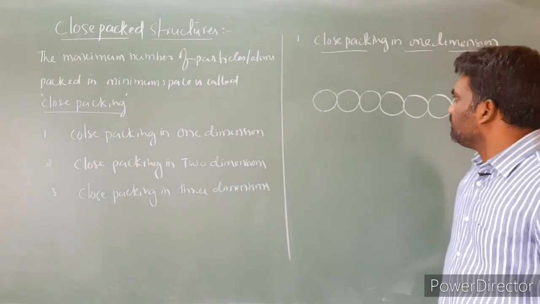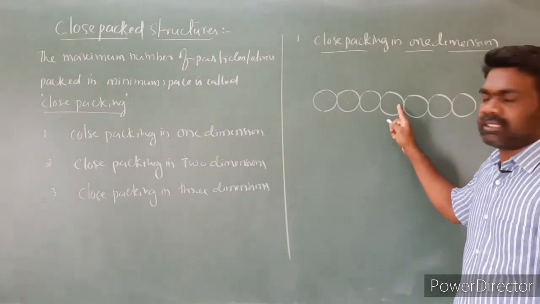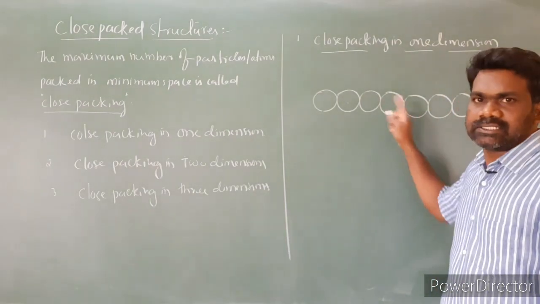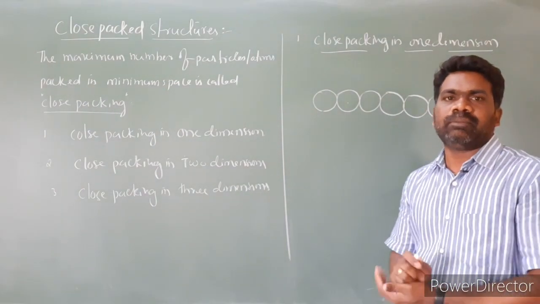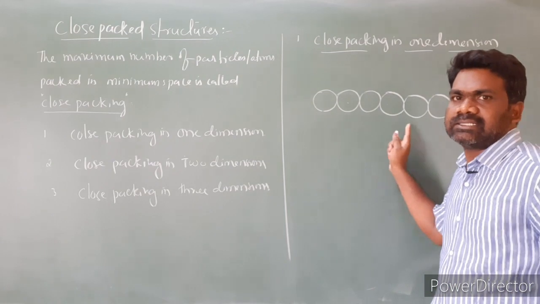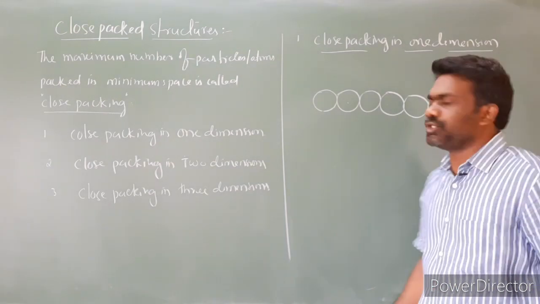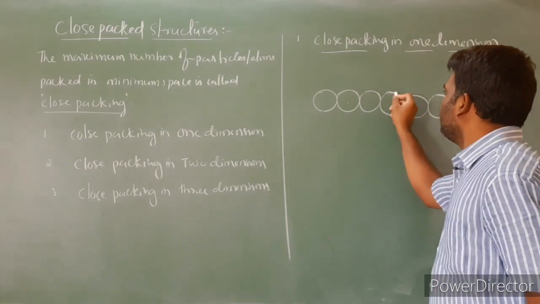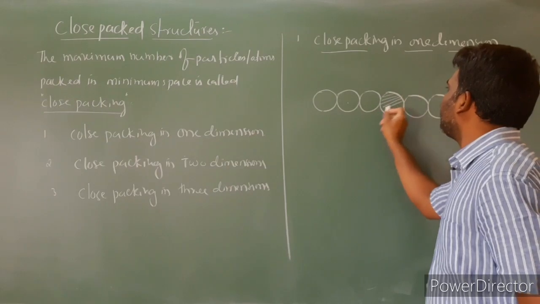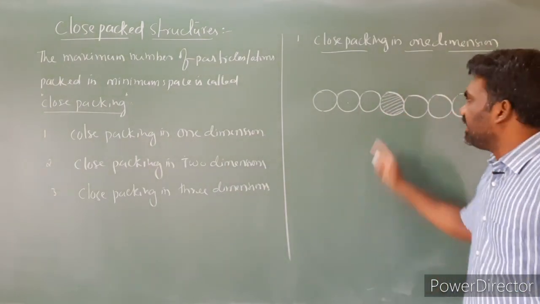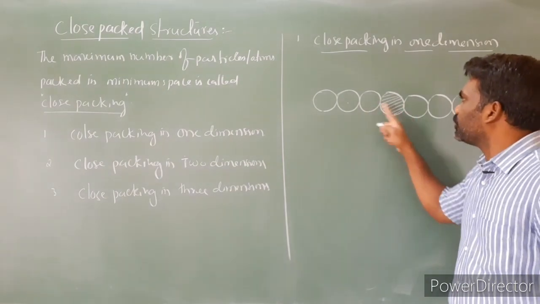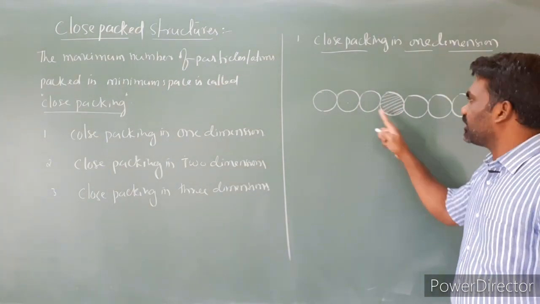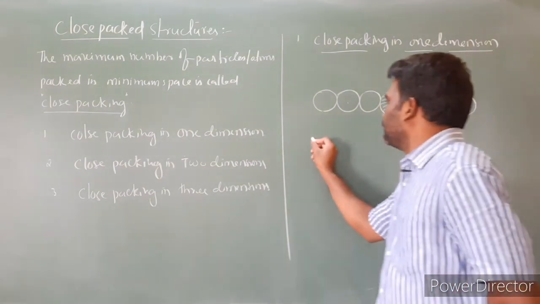The next point is if you take any one sphere, that sphere is touching its neighbors. So this we have to call coordination number. The number of nearest neighbors of a particle is called coordination number. Suppose I am taking this sphere, I am labeling it for understanding purpose. This sphere is touching this sphere as well as this sphere. So this sphere is touching two of its neighbors. So the coordination number is equal to 2.